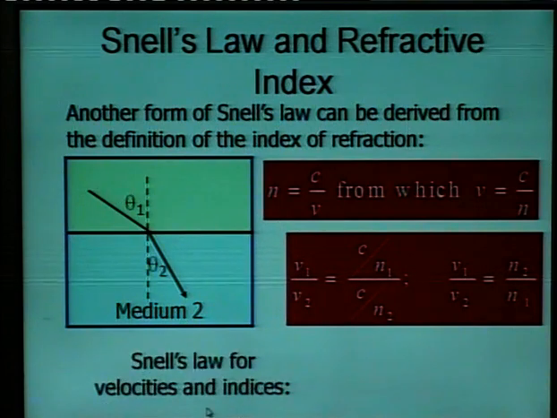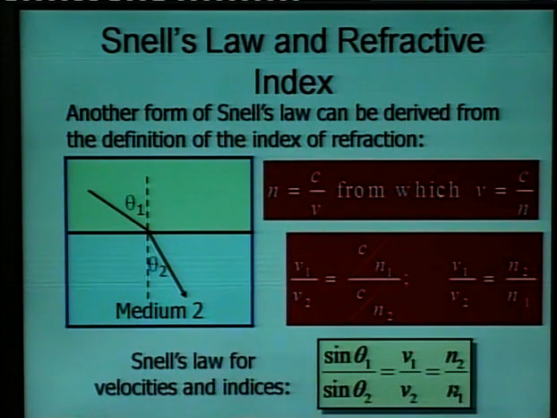So these are the two forms of Snell's law combined together here now. So theta 1 upon theta 2 can be written as v1 upon v2, or it can be written as n2 upon n1. n1 and n2 are refractive indices, and v1 and v2 are velocities. Velocity in one medium, velocity in second medium.